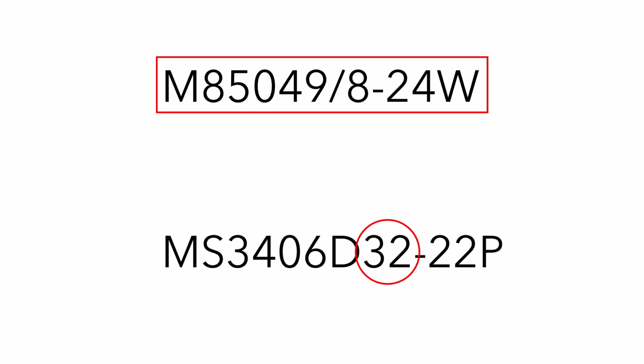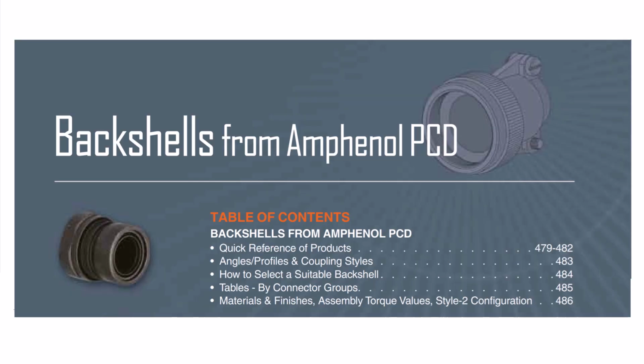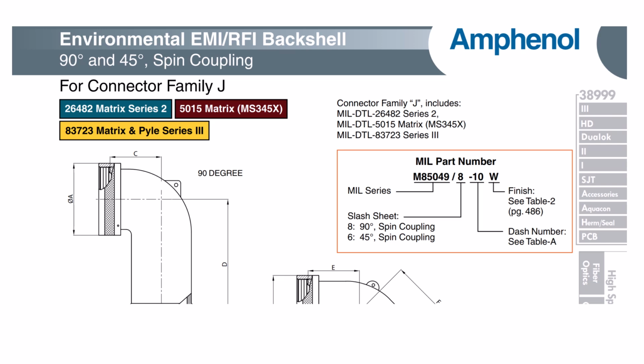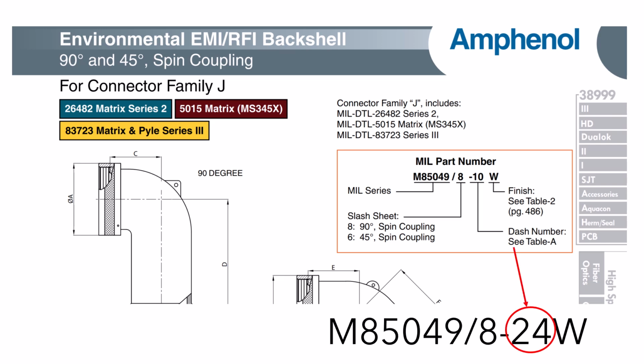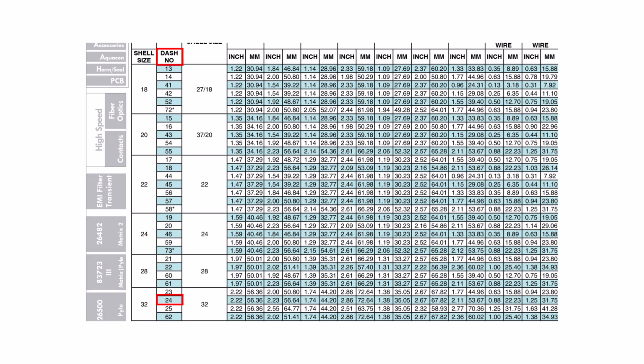Also, here is the part number for our connector. We know our connector has a shell size of 32, so you might be surprised not to see the number 32 in the backshell part number. Let's take a look at backshells from Amphenol PCD catalog to figure out if this backshell and connector will fit. If you do a search for M85049, you will find the /8 version on page 541. Also, you can see that the number 24 of our part is a dash number, not a shell size number, and we have to look on table A to find the shell size. On table A, we see that a dash number of 24 indicates a shell size of 32. So we know this backshell will fit our connector.